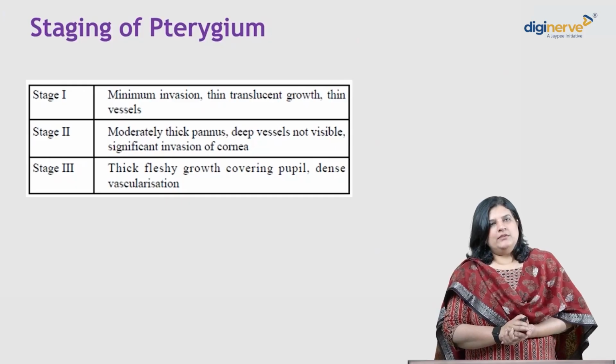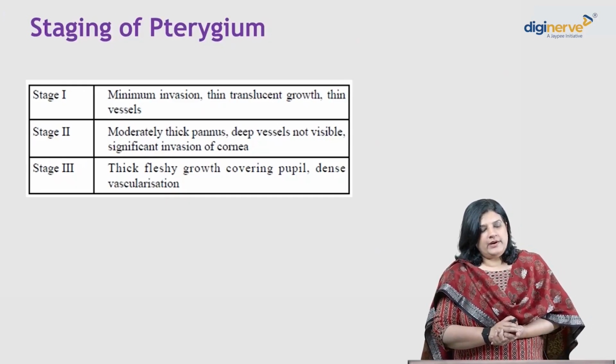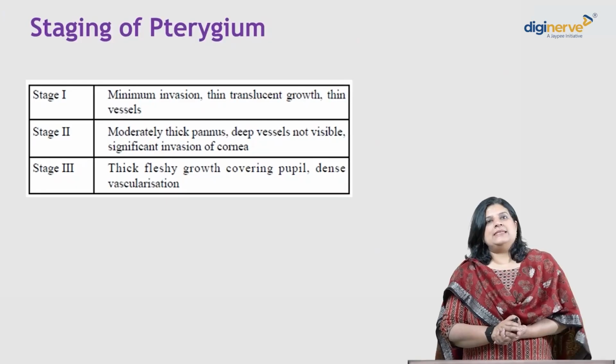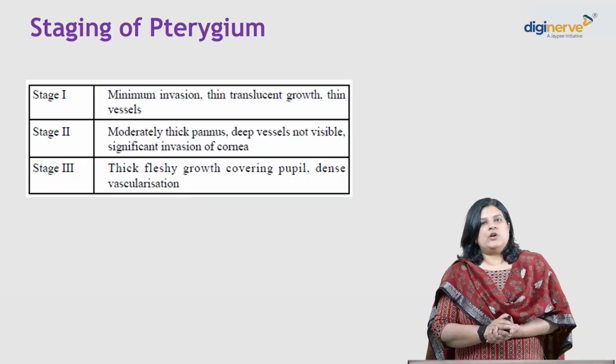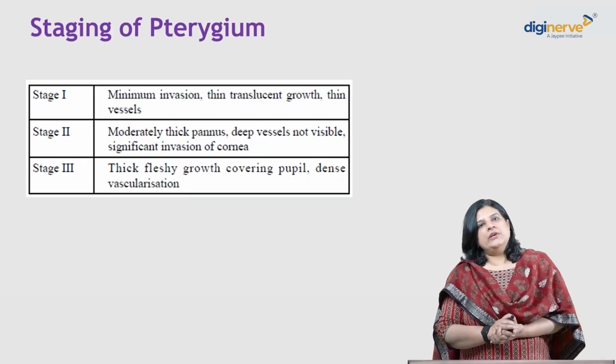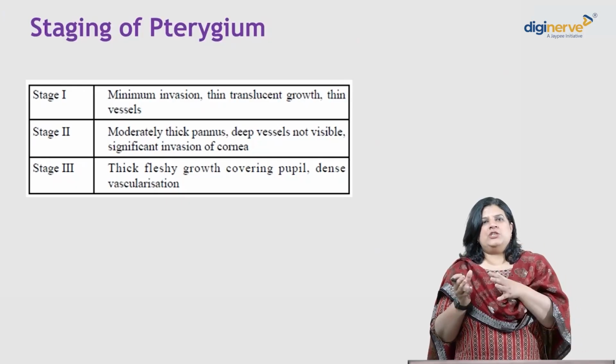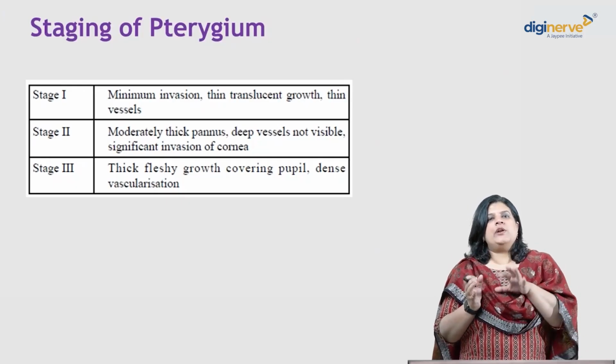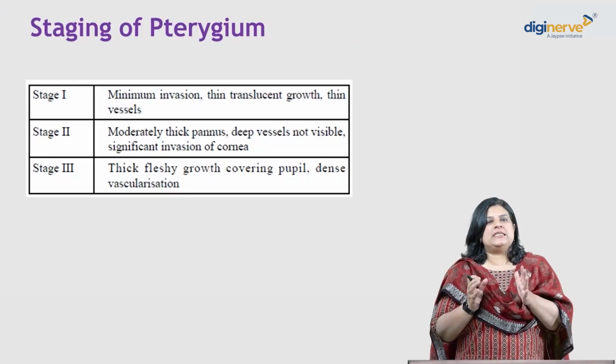In stage 1, there is minimum invasion of the cornea because the pterygium is still a thin translucent growth and there are thin blood vessels on it. So there is no fleshy mass obscuring the pupillary axis, so the patient can easily wait.